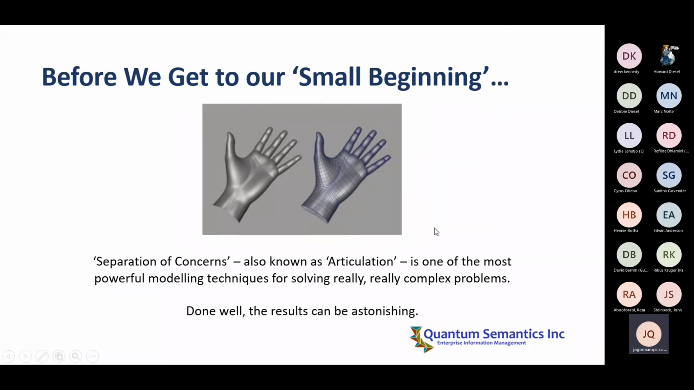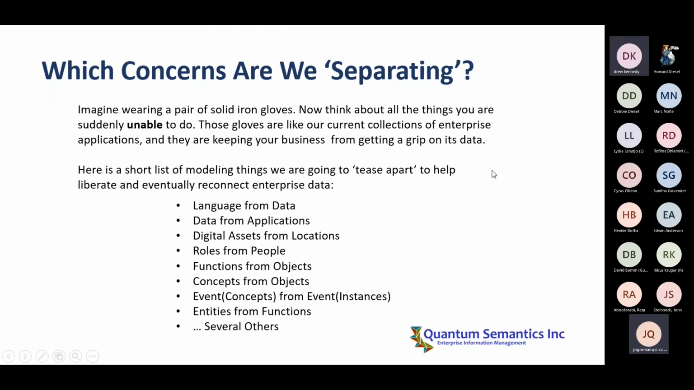The separation of concern, this separation, is called articulation, and it's a really powerful technique for managing very complex problems because it breaks them down into individual components and how they relate, which is essentially what a graph does. So the question becomes, what concerns are we separating?